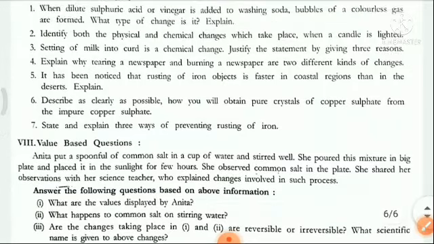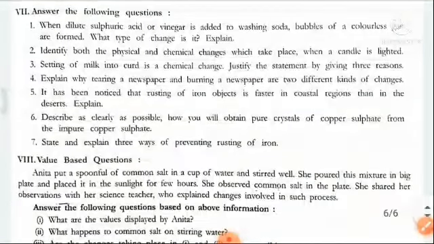Describe as clearly as possible how you will obtain pure crystals of copper sulfate from impure copper sulfate. So this is the crystallization process, which is also given in your book and I have also explained it in my earlier video. So you have to write the process of crystallization of copper sulfate. This is the answer for your question number 6.